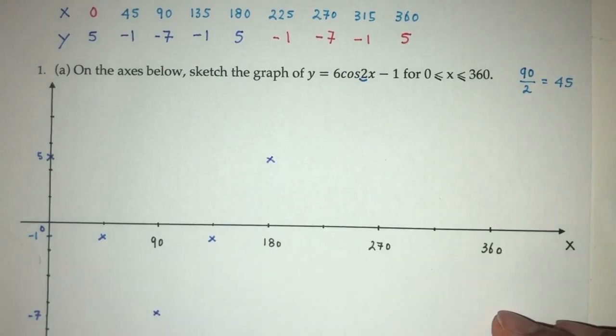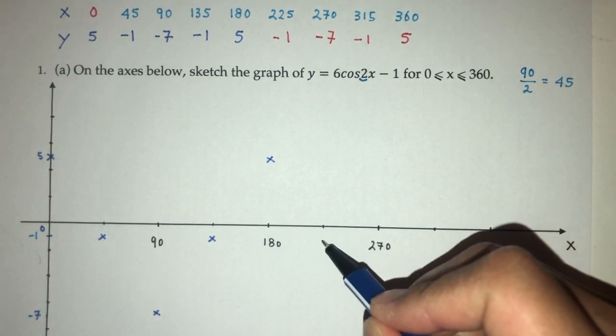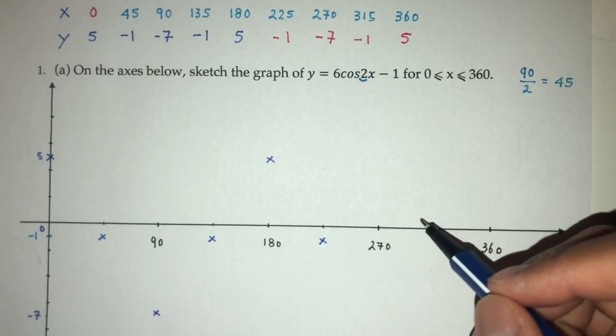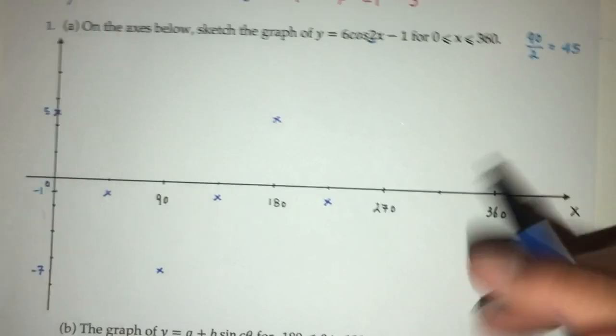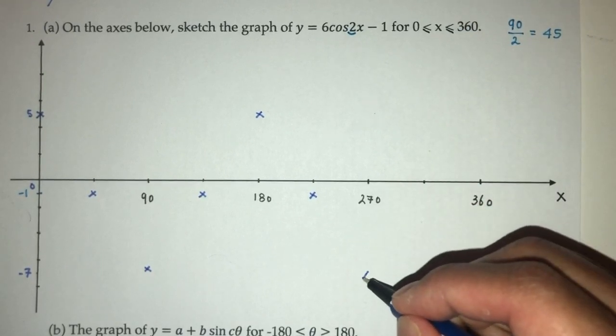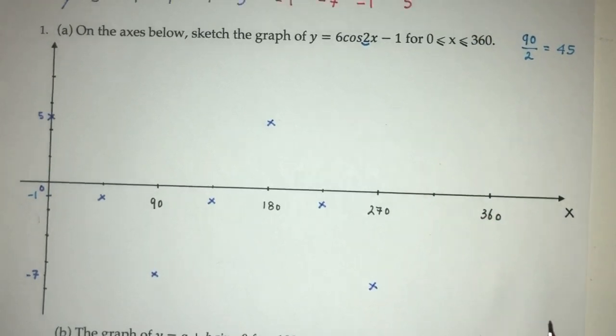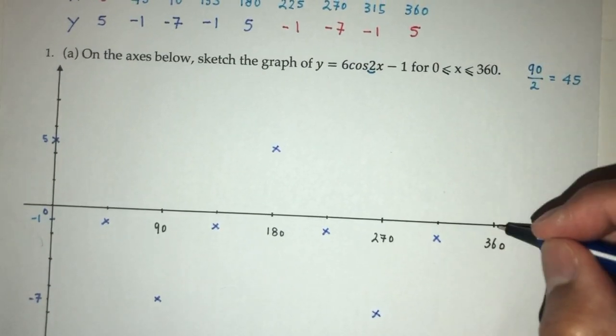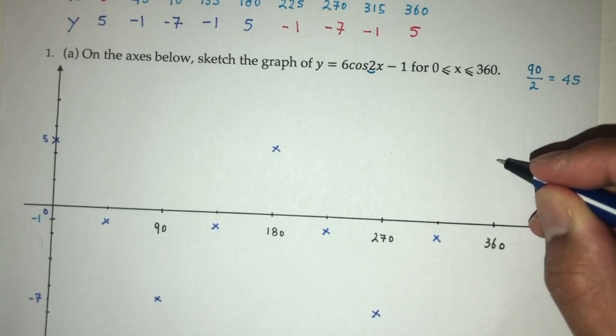Okay, now let's move on to the other points. As you can see, 225 will be minus 1. Then 270 will be minus 7, somewhere over here. Obviously, it's best to use a ruler for that. And then here will be minus 1 again. And then 360 will be the value of 5, somewhere over here.